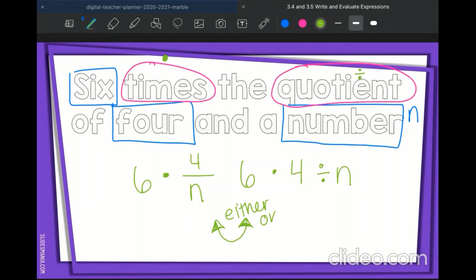Yeah, we're not solving it. We don't know what it's equal to. We can't solve it. We're just writing it out in numbers.